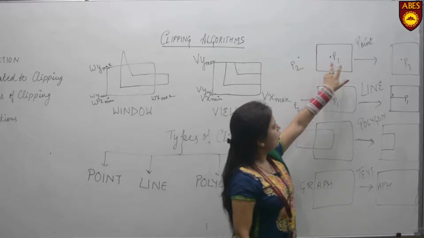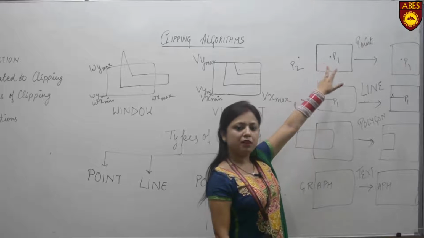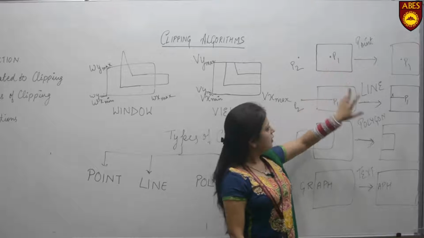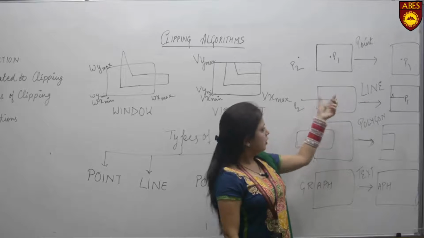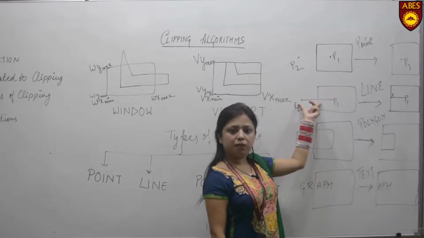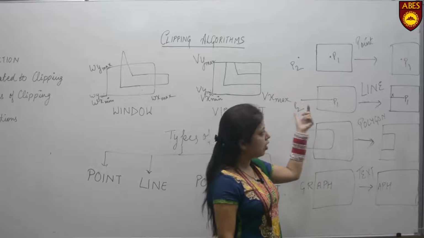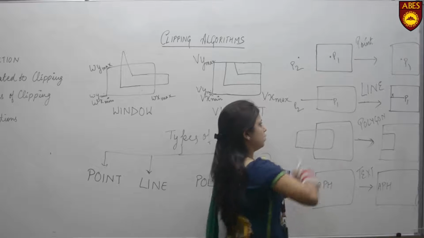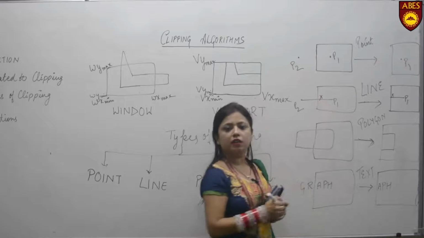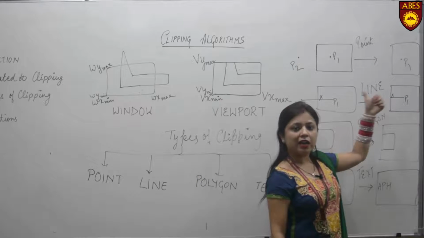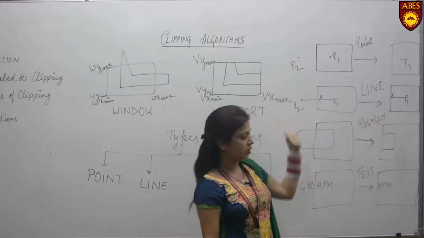Here there were 2 points, P1 and P2. Only point P1 was retained because it was inside the window boundary. Second is your line clipping. There was an entire line P1, P2, but we could not retain the entire line because the part P2X was outside your bounding rectangle.